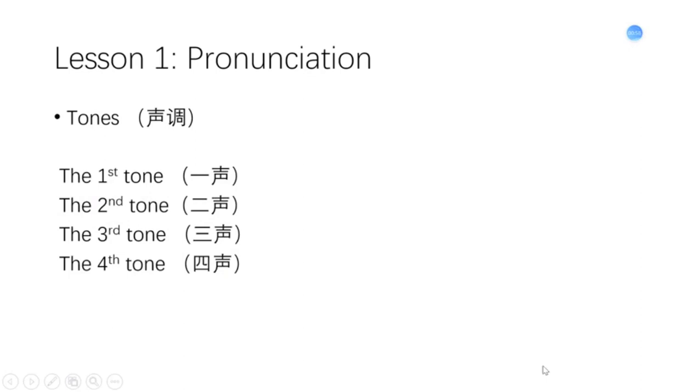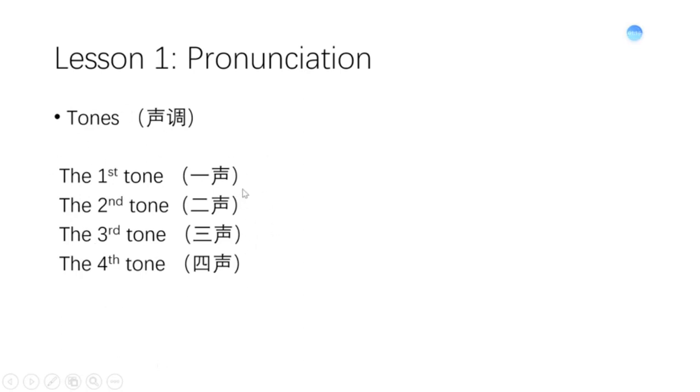So we say this is the first tone, 一声. Okay, please try to read after me. 一声, the first tone. And 二声, the second tone. 三声, the third tone. 四声, the fourth tone. Right, so there are 4 tones altogether in Chinese.